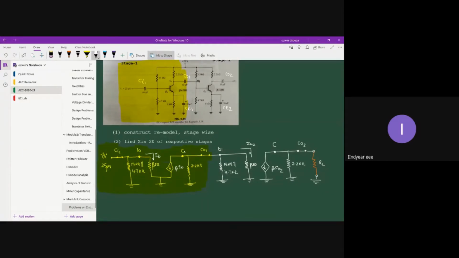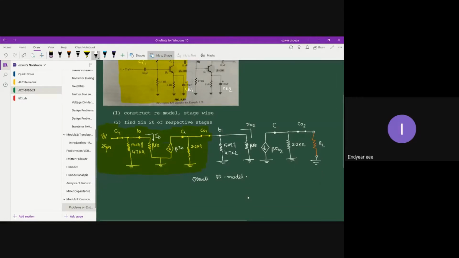Similarly, you can replicate the same position of resistors in the second stage as well. That will give you the overall RE model. So this is our overall RE model. Once you are done with the overall RE model, let us get into the problem solving.